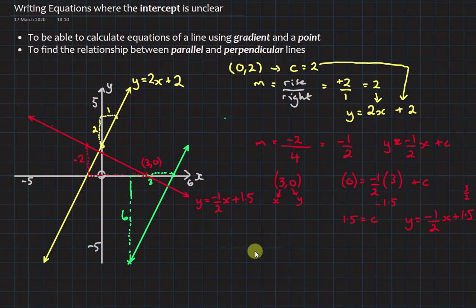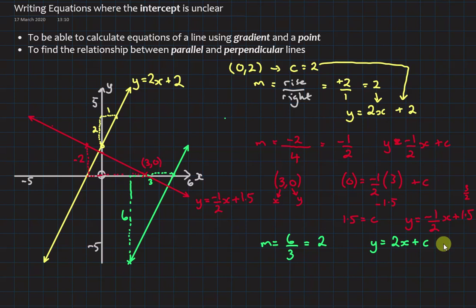So go back to the top, m equals 6 up, 3 across. 6 divided by 3 is 2. So it gives me a basic form of my equation: y equals 2x plus some value c.